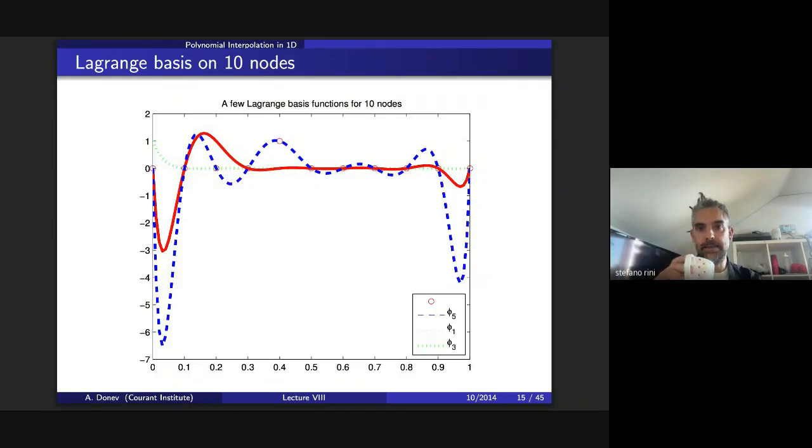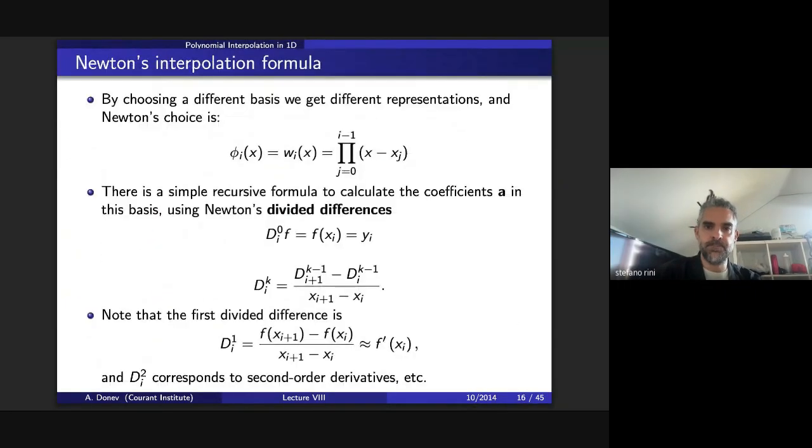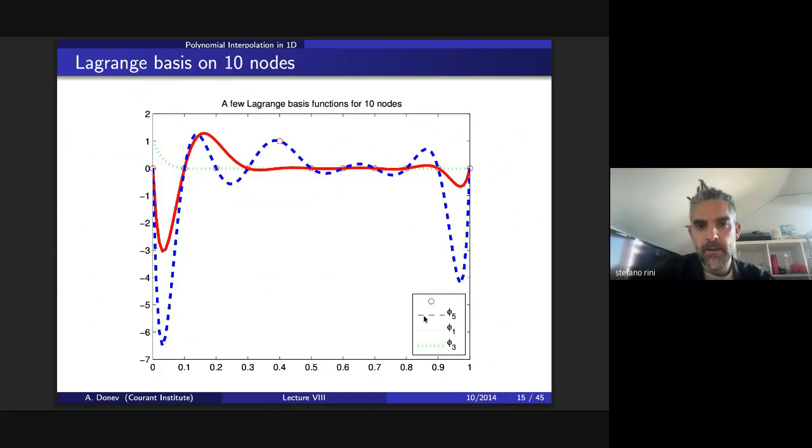So here is the classical example where you take a certain function. You take a certain interval, between 0 and 1, and you pick the nodes to be 0.1, 0.2, 0.3, and so on. Then you can plot all the different Lagrange polynomials. You see the oscillation of the polynomial away from the zero.